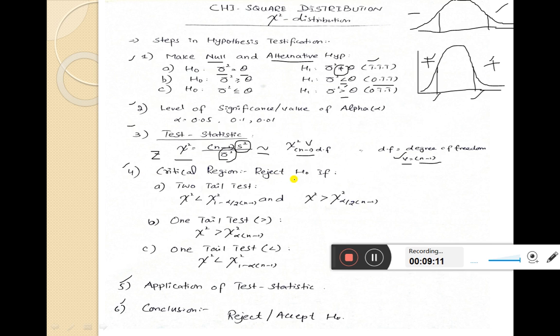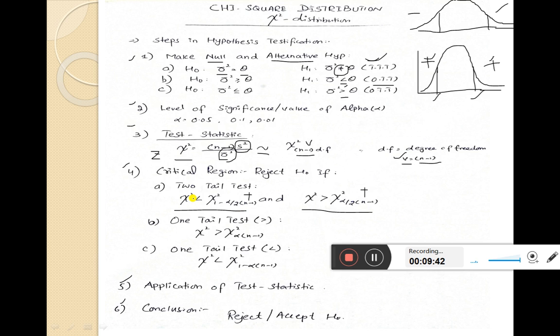Now reject H0 if, under the chi test, it is a two-tail test. For example, in a two-tail test, here is your lower limit and here it is your upper limit. The lower limit is positive. Remember this thing under chi, the upper limit also will be positive. This is not the case of Z. In Z, the lower limit was negative and the upper limit was only positive. But here both the lower and upper will be positive.